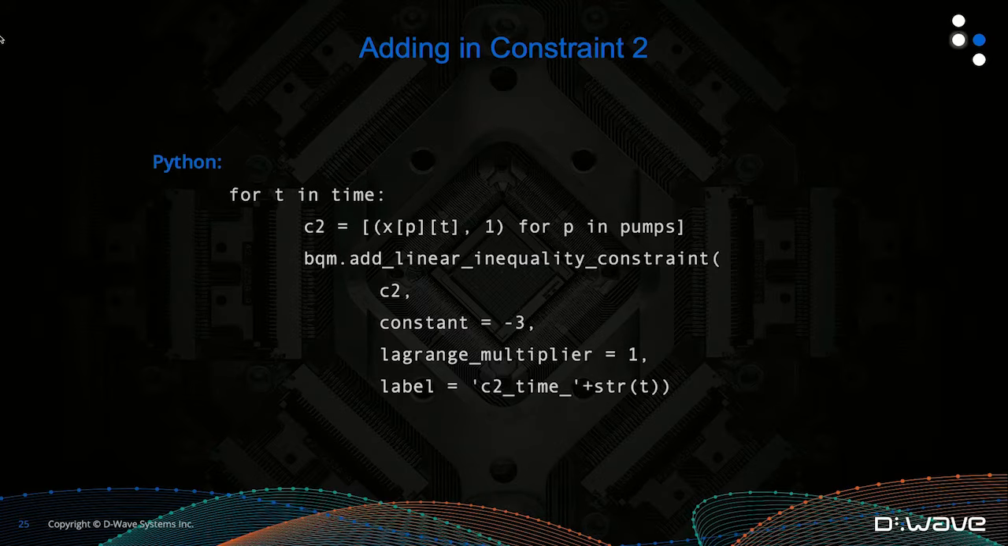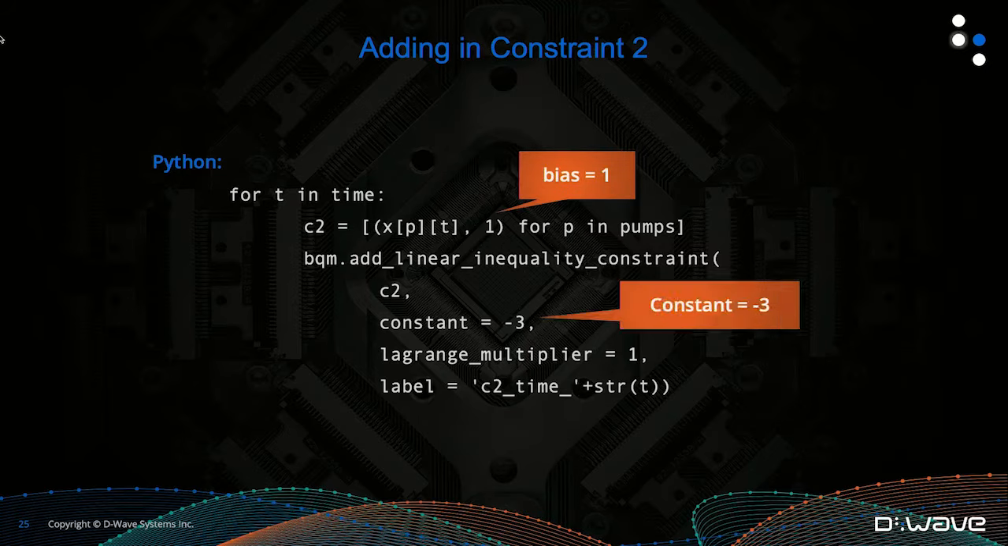So now in the code, for each of the time slots, we're summing up over all of the pumps. So here for constraint 2, I have a list of terms C2. Each one of them has a bias of 1. And I'm going to use this add linear inequality constraint again. I'm going to add up all of those terms. That constant was -3. Again, I can have a Lagrange multiplier or Lagrange parameter, and I'm going to give it a label. So we have a bias of 1. Our constant of -3. So when your upper bound is 0, you've got a few more options. You can do it in a much more simplified manner, or you can choose to use that lower bound and upper bound feature.